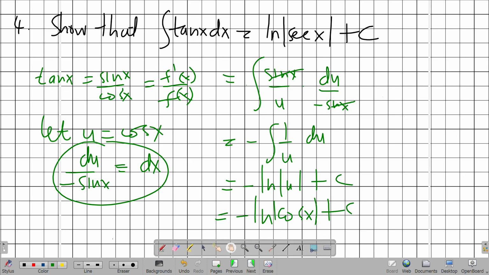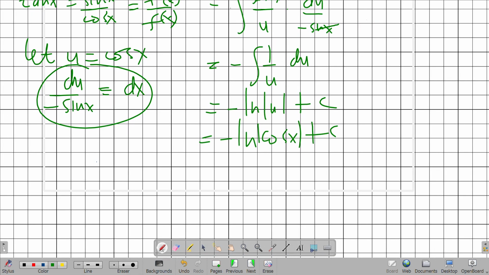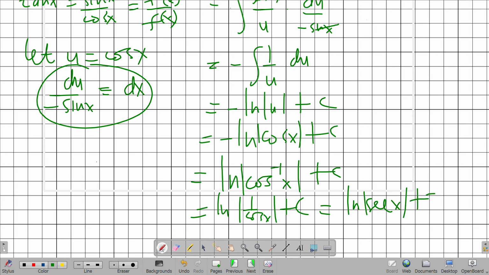So technically that's our final answer, but to take it to sec, it is just a matter of saying this is natural log of cos to the power minus 1 of x plus c, which is equal to natural log of 1 over cos x plus c, which is equal to the natural log of sec x plus c. Is it correct?